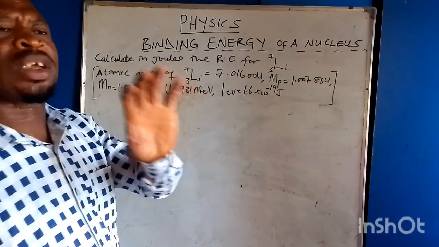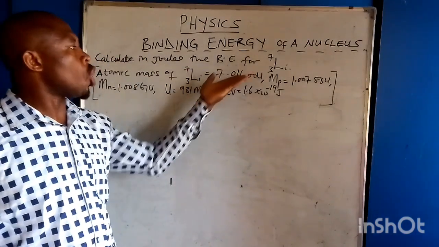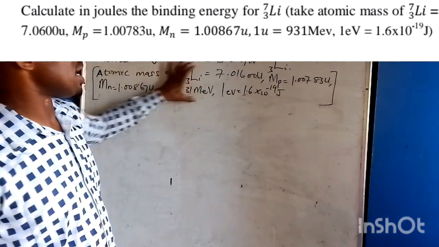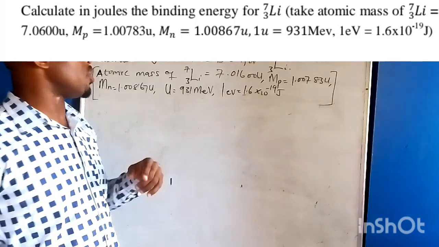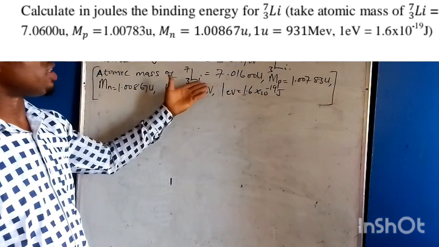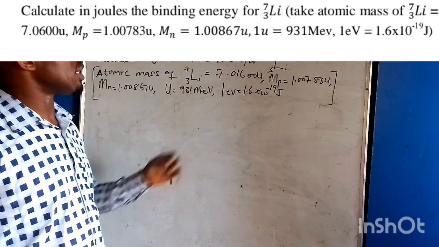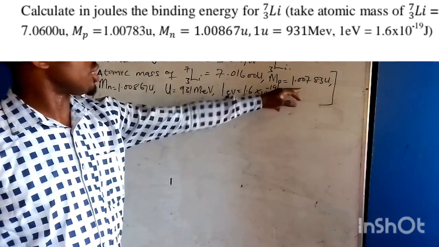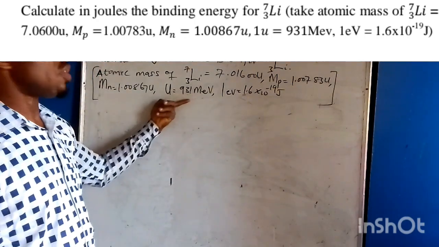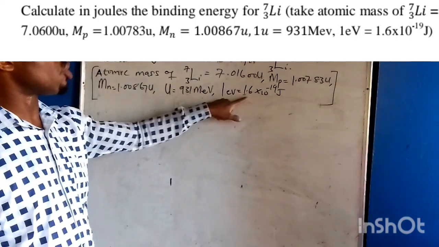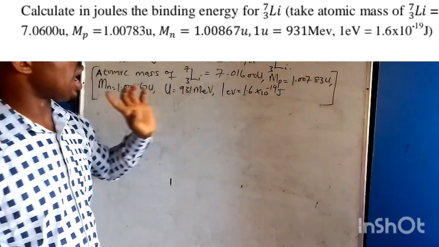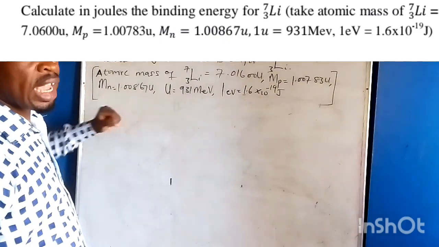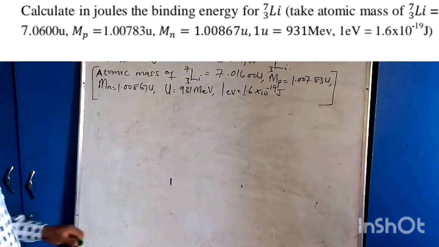Okay. Now the first question is: calculate in joules the binding energy for lithium 7 3. These are the values given to us down below. Atomic mass of lithium 7 3 is 7.01600 atomic mass units. Mass of proton is this, mass of neutron is this. Unified atomic mass U is this, and 1 electron volt is this. Because you were asked to calculate the binding energy in joules, that is why we are given all these values.